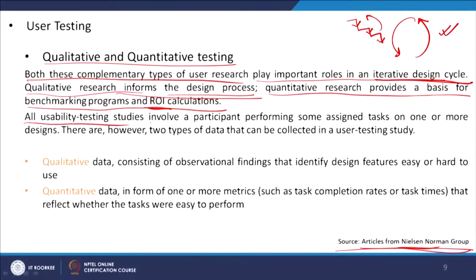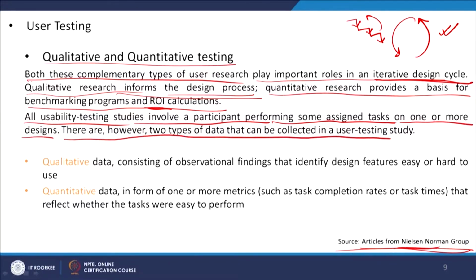All usability testing studies involve a participant performing some assigned task on one or more designs. There are, however, two types of data that can be collected in a user testing study, qualitative and quantitative, and definitely there has to be a task assigned on one or more designs. When there is one particular design, it is not a multivariate design. When one concept is going for testing, that is concept testing, and with more designs there is multivariate testing or A/B testing.